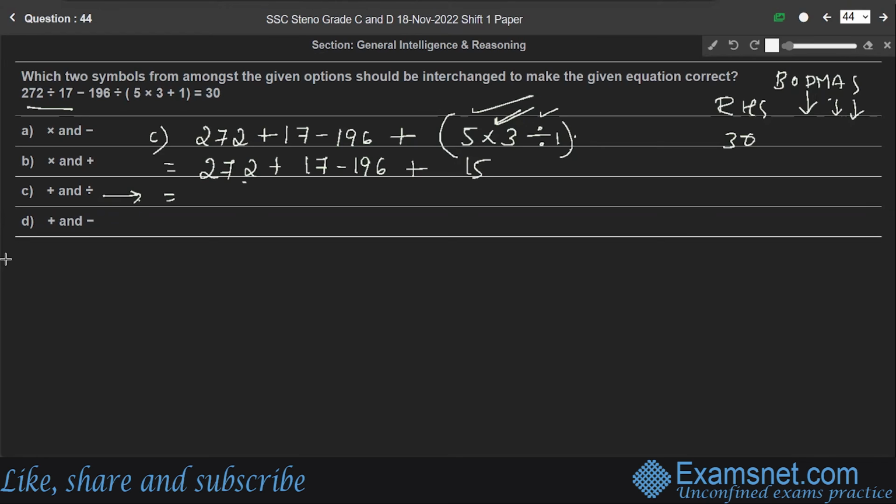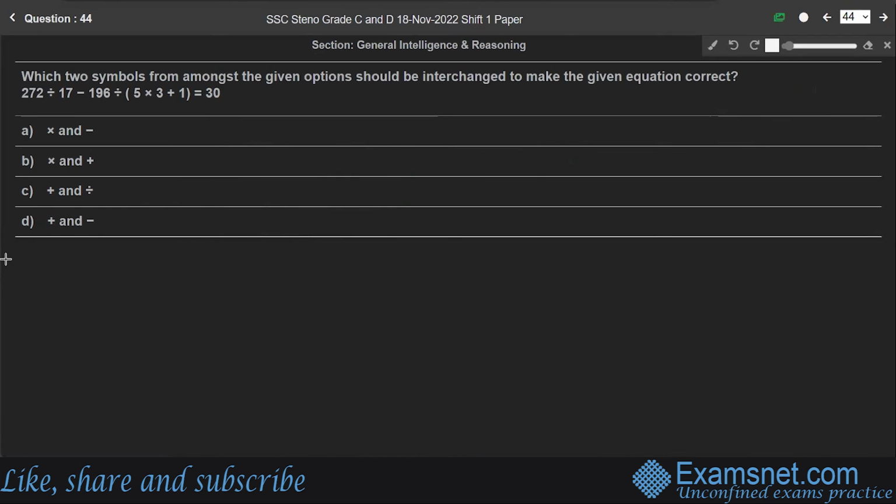272 plus 17, so 299, sorry, 289. 289 plus 15 minus 196. So we have 289, 299 and 304, right? 304 minus 196, which is not equal to 30. You will get 100 something. Therefore, interchanging plus and division signs will not balance the given equation. Therefore, obviously option D is the right answer.